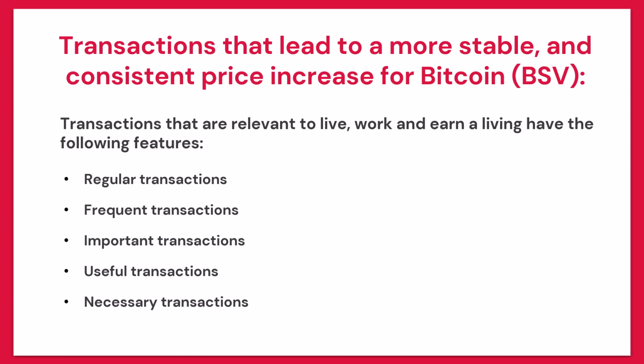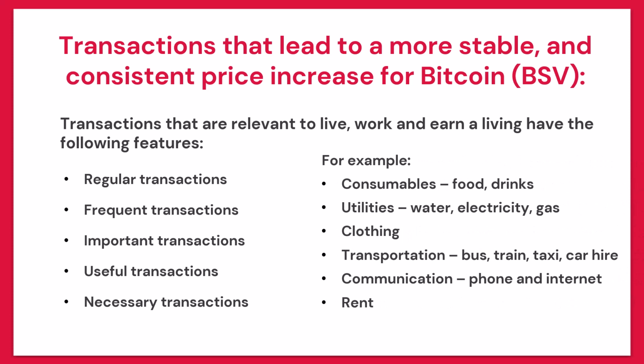Now, transactions that lead to stable and consistent price increases are regular transactions, frequent transactions that are important, useful, and necessary. Examples of such transactions are when you do your grocery shopping every week, or when you get a haircut every month. These types of transactions also occur when you pay your bus or train fares to travel to and from work every day, and when you pay your rent, your water bill, or your power bill every month.